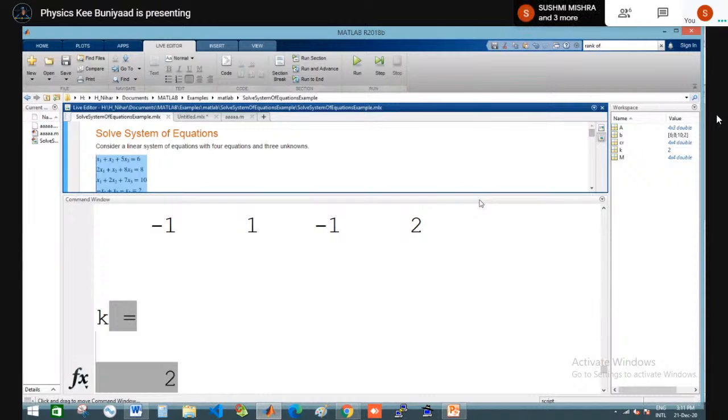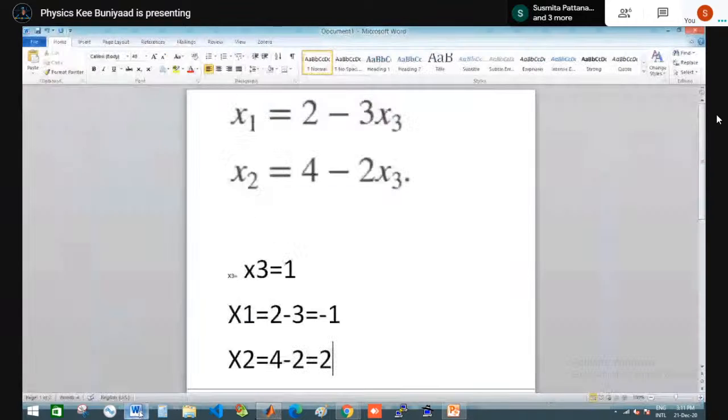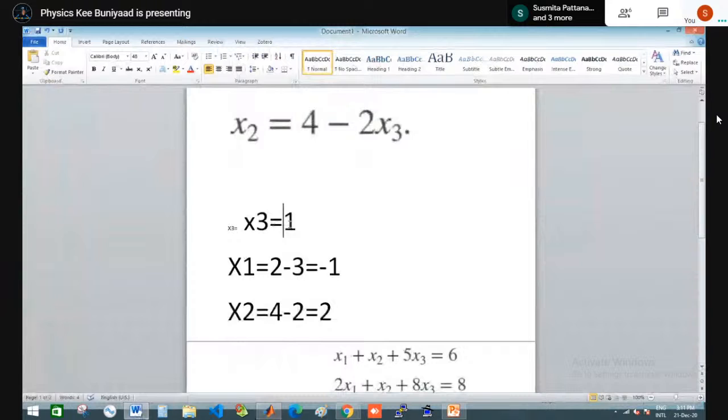I'm saying that here we get many solutions. Suppose you put x3 equal to 1, you will get one solution. And again, if you put x3 equal to 2, you will get another solution. If x3 equal to 3, then another solution. So here you can say we got many solutions.